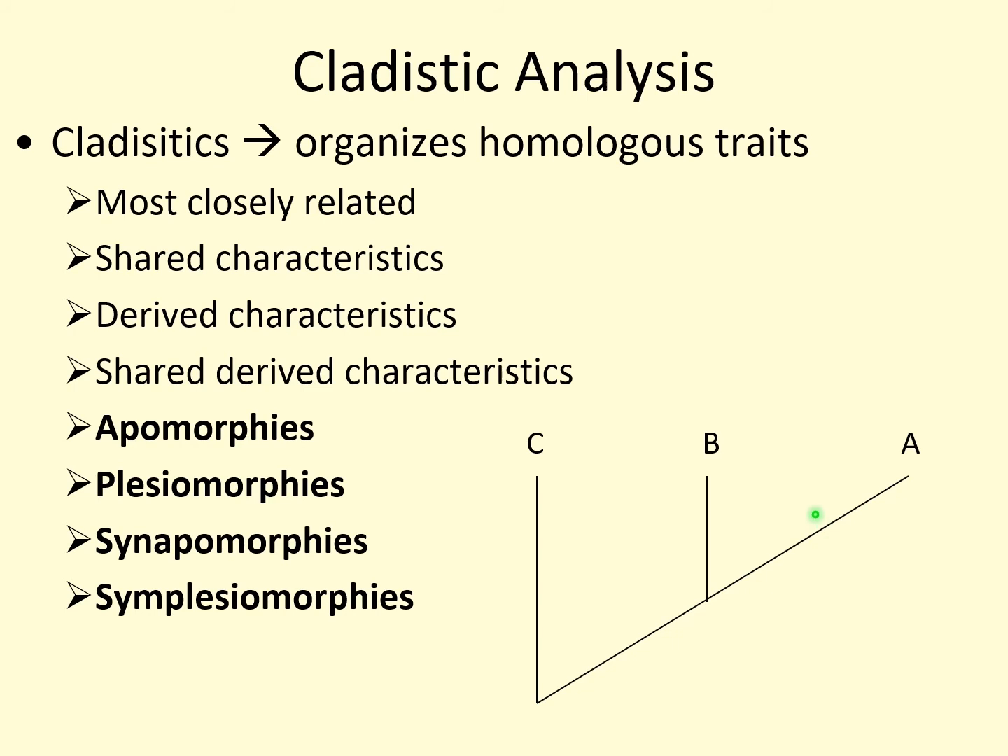What's going to be between A now? A is going to have an apomorphy that B and C do not have. So A has an apomorphy that B and C do not have. Because A is not sharing it with B and C, that's why it's called an apomorphy. Now A and B share a derived characteristic, so that's why it's called a synapomorphy.